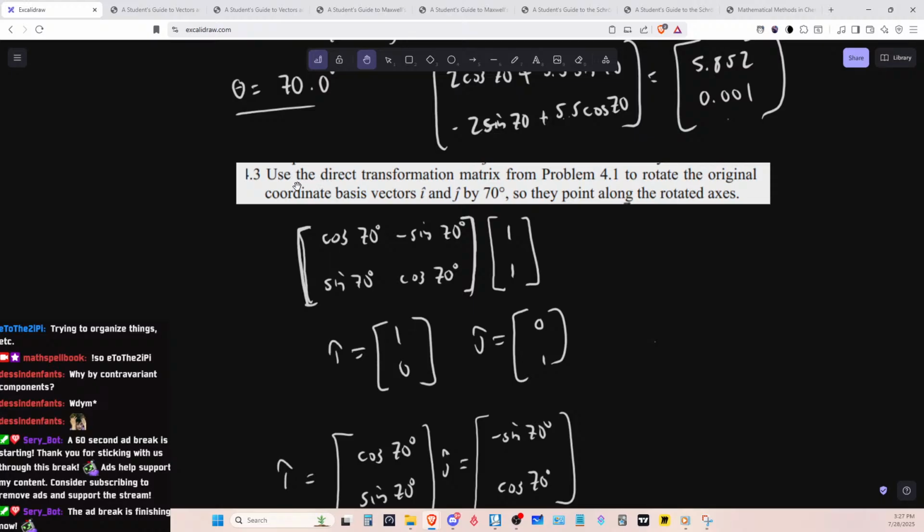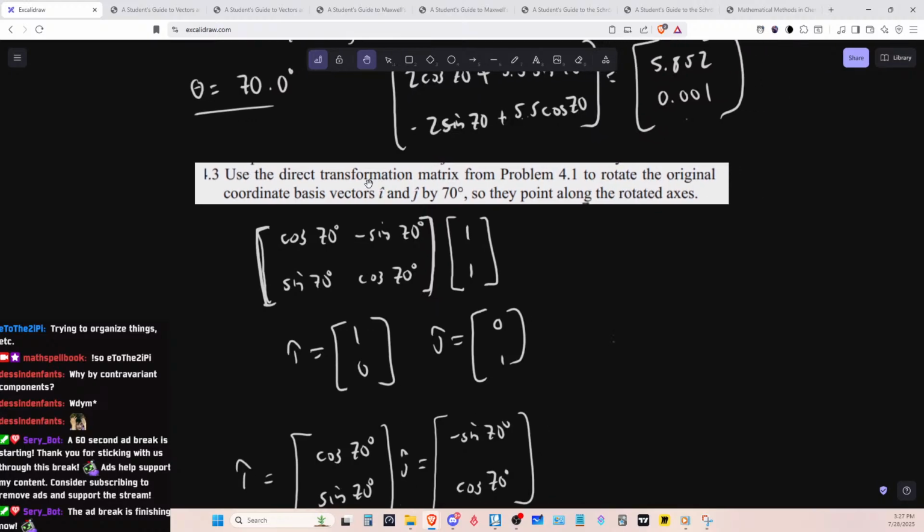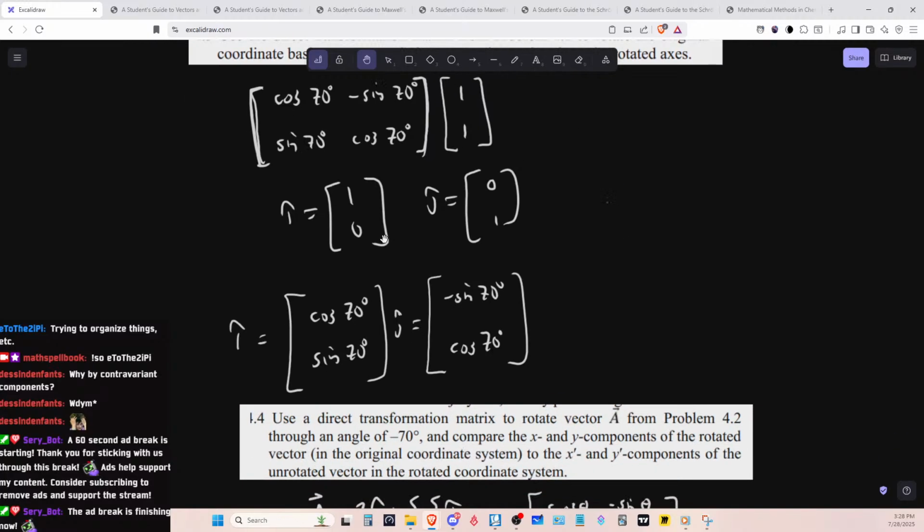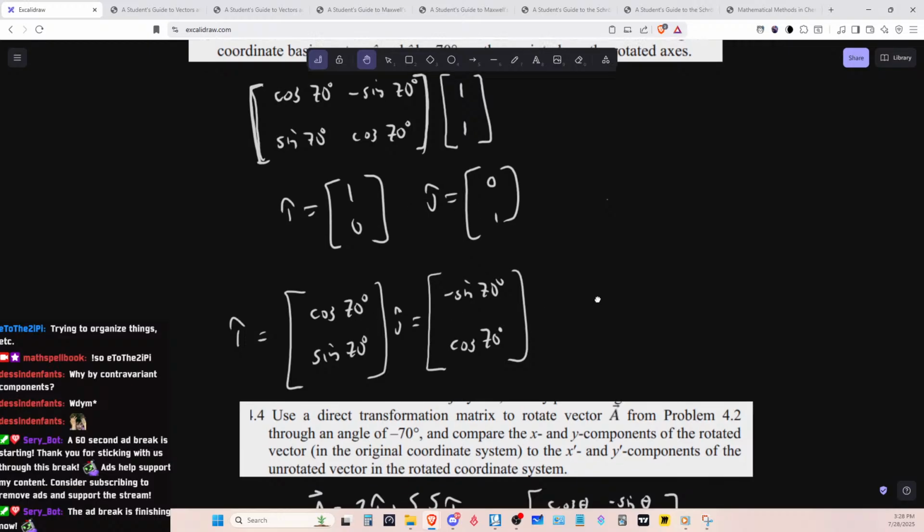And then in this one it said use the direct transformation matrix to rotate the original basis vectors. Now this one, I didn't realize that we had to separate these unit vectors, because I was thinking of them as related to one vector, but they're actually separate vectors, which should be written like this, and then we had to write them like this.